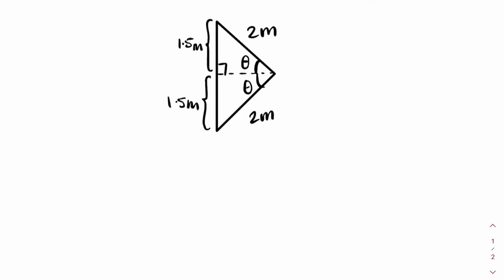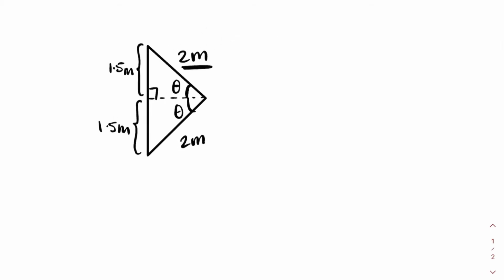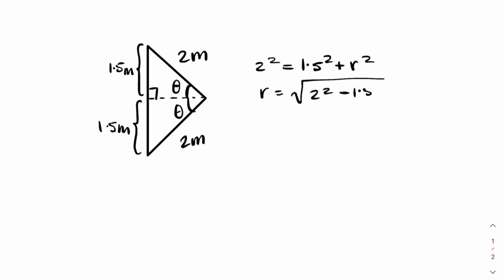So we can use Pythagorean theorem to find the length of the radius right here. So since this one is the hypotenuse, we'll write 2 squared equals 1.5 squared plus r squared. If we solve for r, that's the square root of 2 squared minus 1.5 squared. So r is approximately 1.3228.